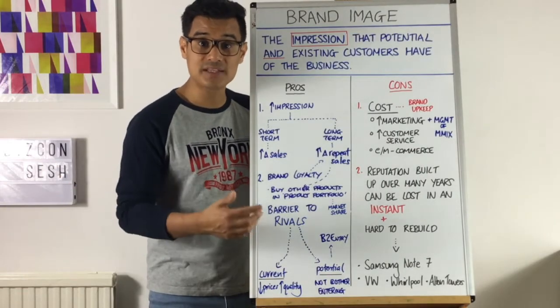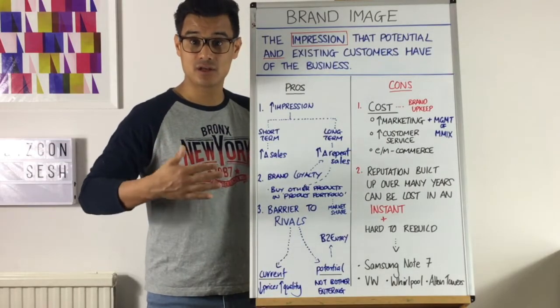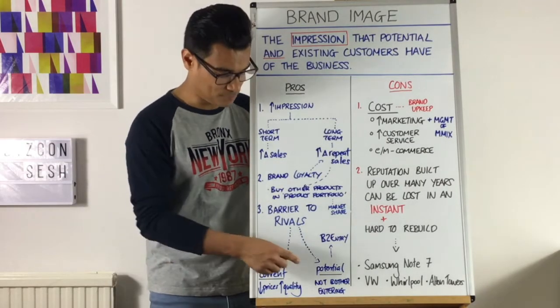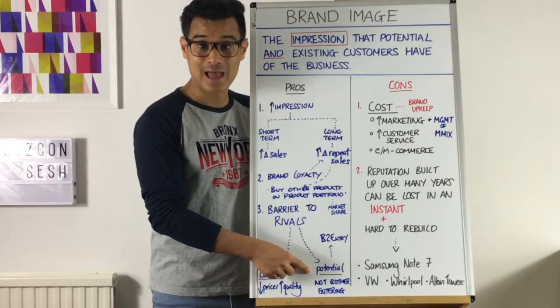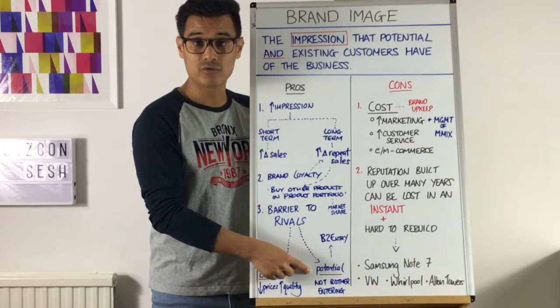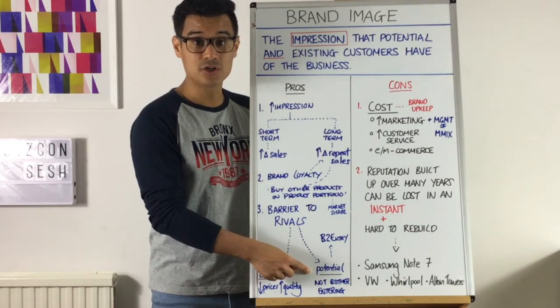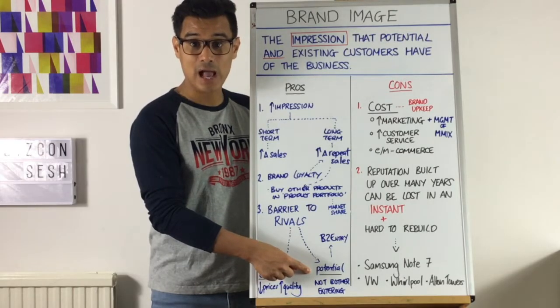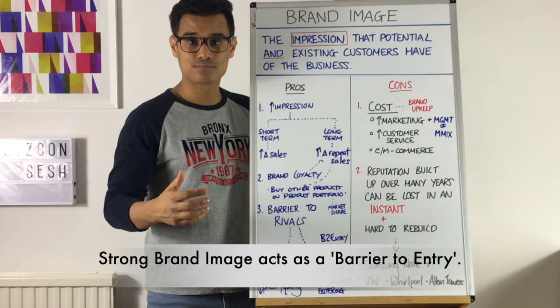But there's also potential rivals that you could have, potential competitors that could enter the market that you exist within. And if you have a really strong brand image, they might look at the industry, the market you're in, and think, I don't want to get involved with that because it's going to be really hard to take on the brand image that that particular business has. So you might actually stop competition entering the market you exist in, and that's going to help you have market share in the long term.